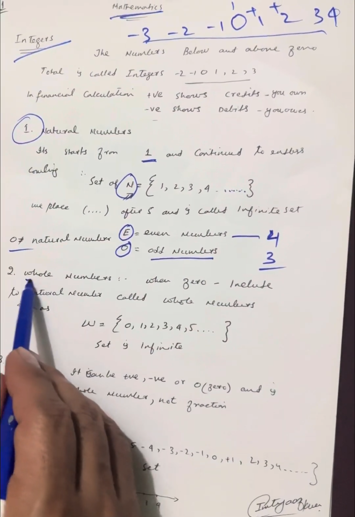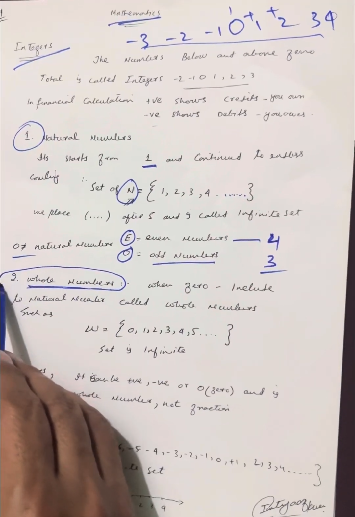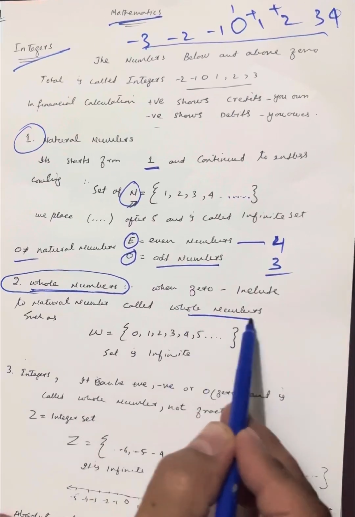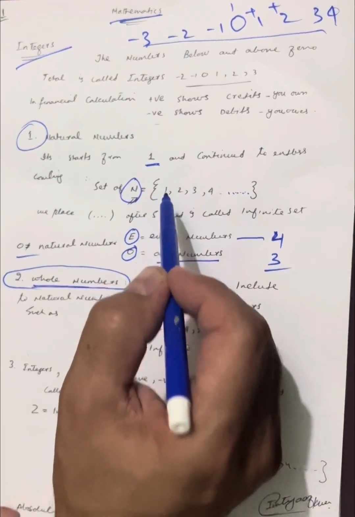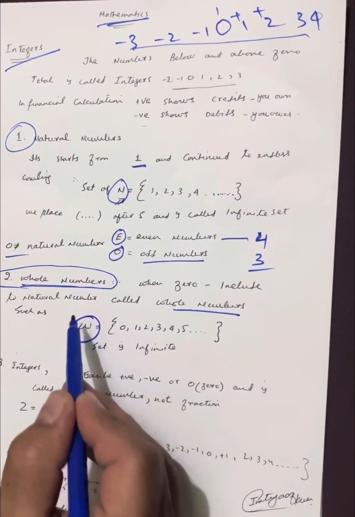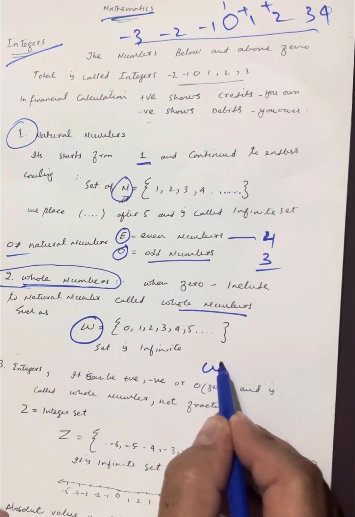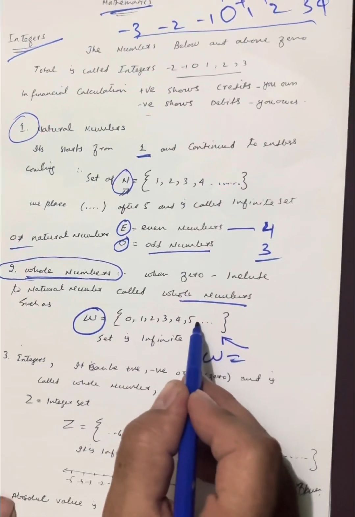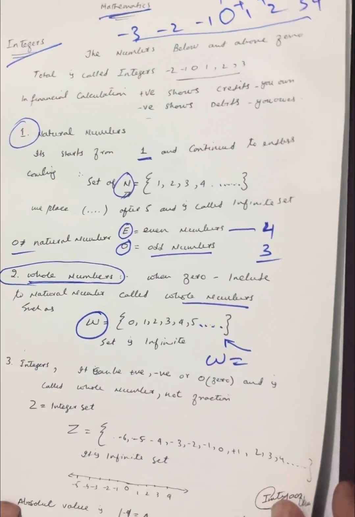What is a whole number? When 0 is included with the natural numbers, it is called a whole number. Simply, when we add 0, the whole numbers are represented by W, and W is equal to 0, 1, 2, 3, 4, 5, and it continues. So it's called a whole number.